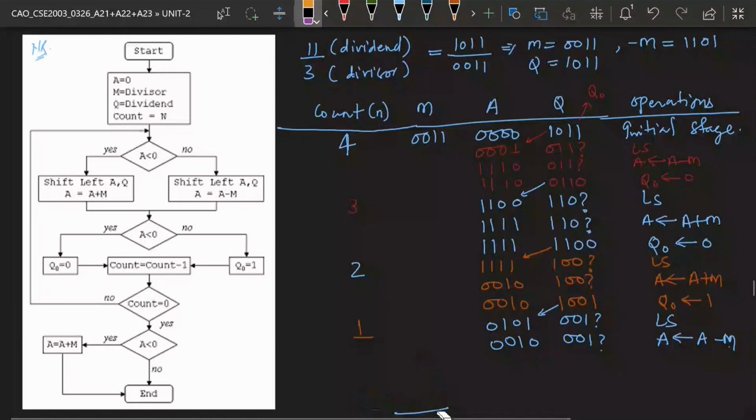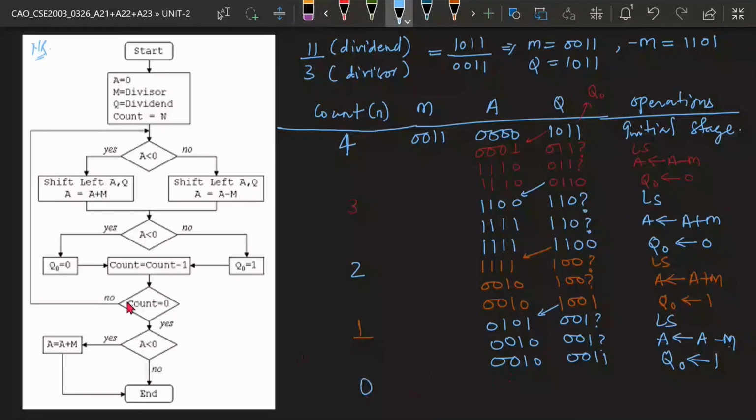So A value is again positive. So it is not satisfied. So it will be moving to no side. Once it moves to no side, there will be 0 0 1 0. Then Q naught value will be 1. So it is 0 0 1 1. Once it is done, we should be going to reduce the count value. So count value is, instead of 1, now the count value should be 0. Once the count is reduced, the count value is 0.